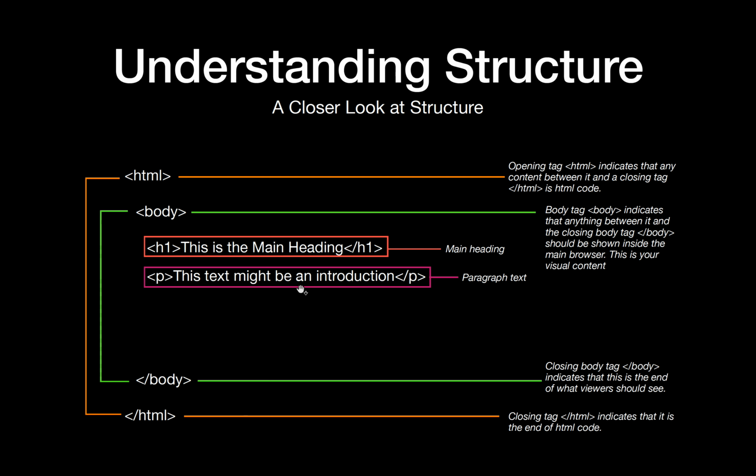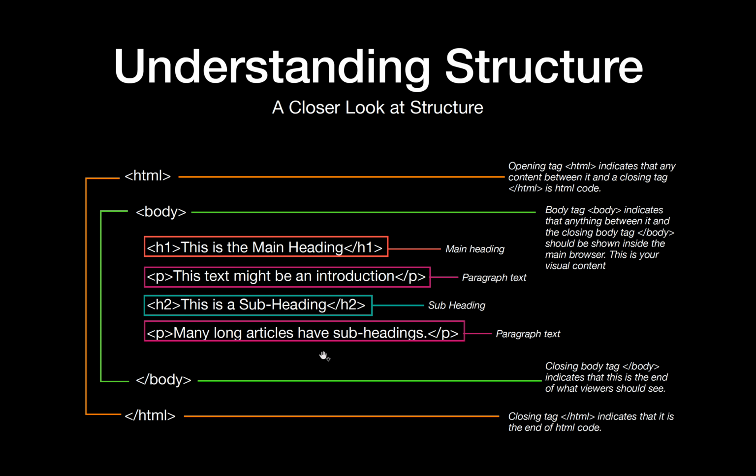Paragraph text. Paragraph text is always going to be marked with a P. That's a fairly easy one. Paragraph text is just going to be standard, basic text that's in your web page. And then we might have, for example, a subheading. So a heading that's a little smaller, a little bolder, helping create that structure, create that hierarchy. And then we might have some more paragraph text. Okay.